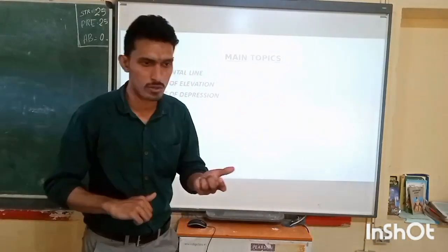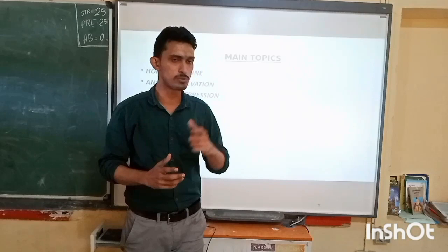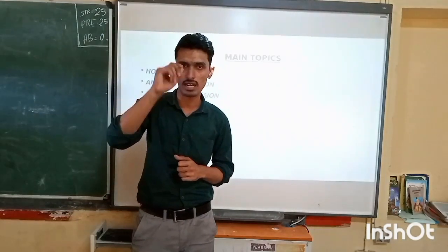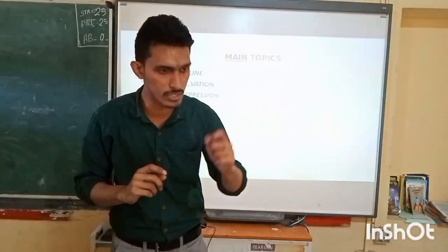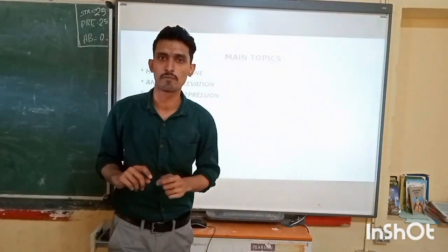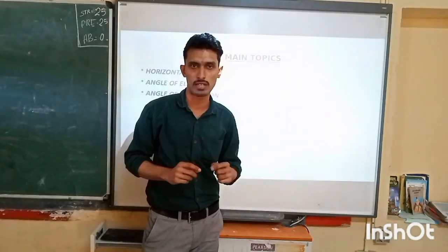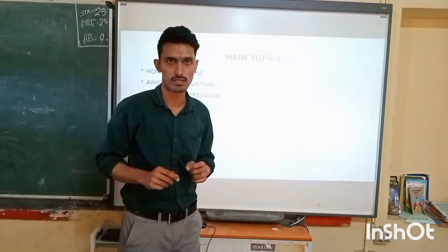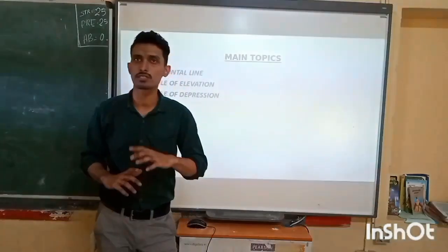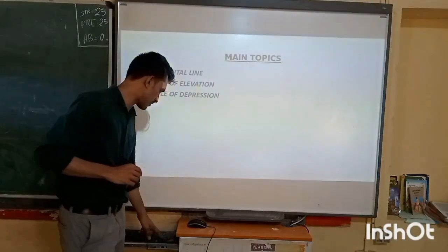Before that, there is also one more concept that we have to learn. Suppose we are observing an object from a distance, right? There is an imaginary line which starts from our eye and which falls on that object, and that imaginary line is called line of sight. So from that line of sight, we can see that object, right? And the next concept is horizontal line. So what is a horizontal line, and how can it be formed? Let me explain in the next slide.